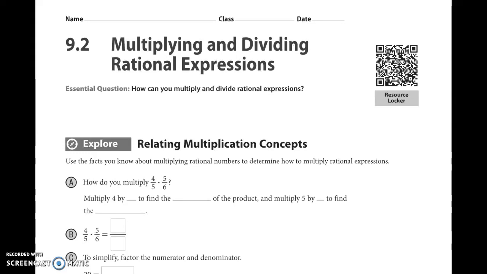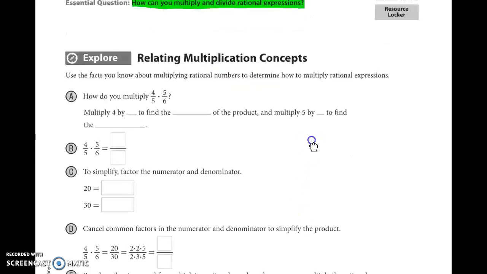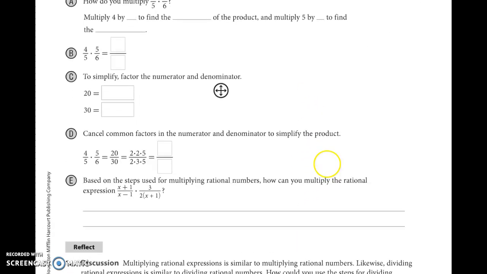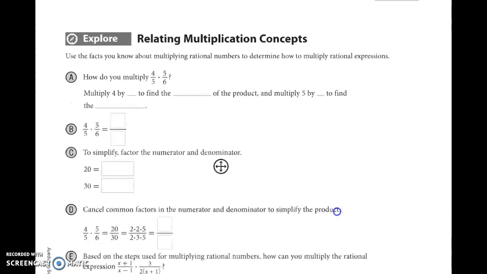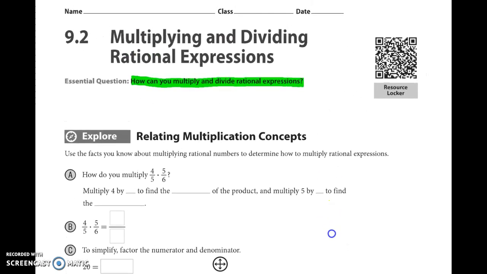Okay, so I'm going to go over Module 9.2, Multiplying and Dividing Rational Expressions. By the end of this, you should be able to answer, how can you multiply and divide rational expressions? I'm going to go ahead and skip the Explore. All they do is go over how we used to multiply fractions. I'm actually going to do that, but just not using their Explore.